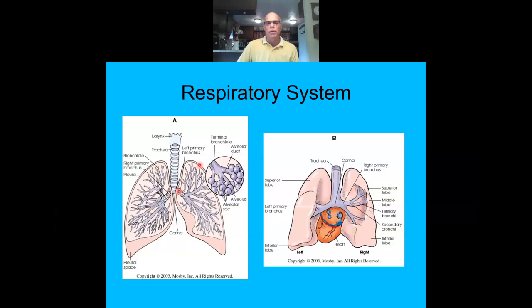Here you've got your terminal bronchiole, your alveolar ducts. And obviously, these are your alveoli here, the little grape-like structures. This is where your oxygen and carbon dioxide are going to exchange.